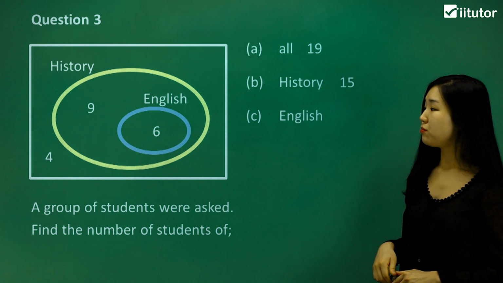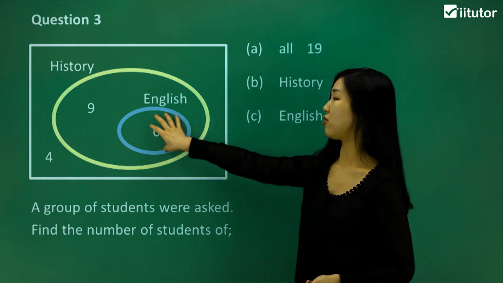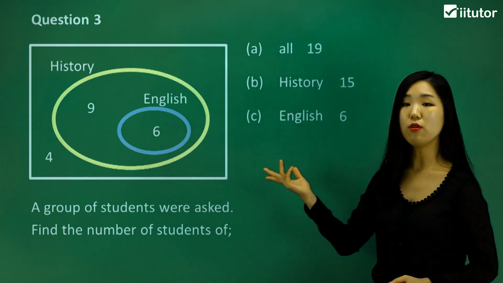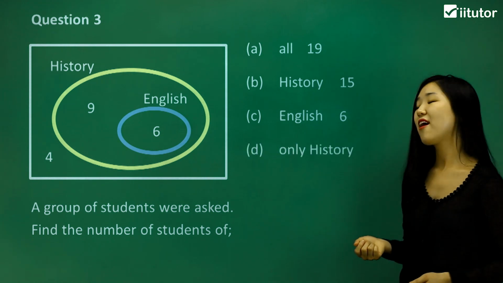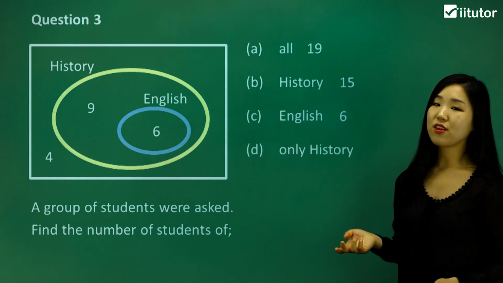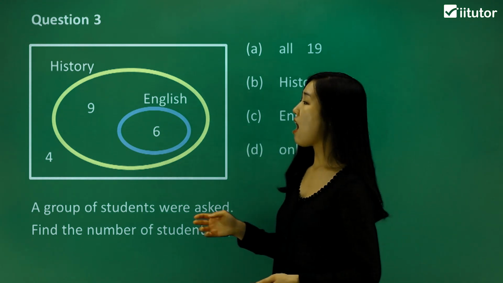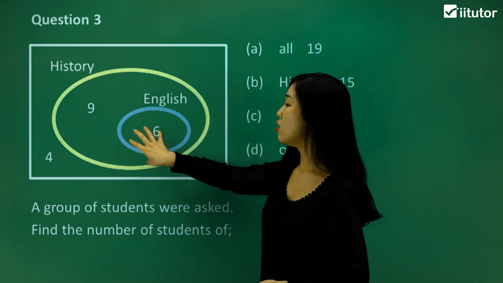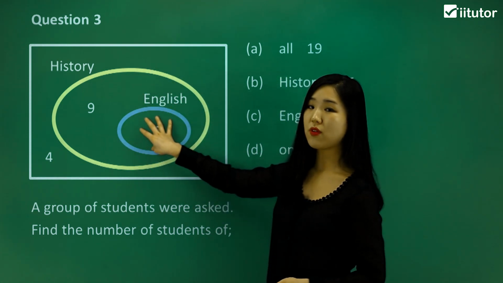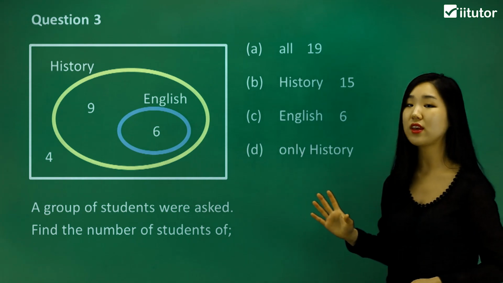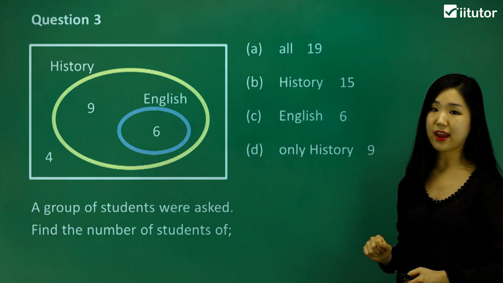Now English. English are the students just in this English circle, which is just 6. So easy, 6. Now only history. Only history are the students that are in the history circle but are not included in the English, because we don't want these English students. We just want only history students, so it's just the 9.